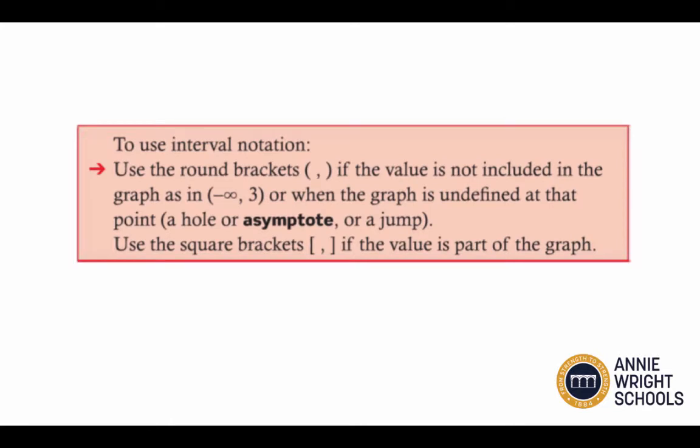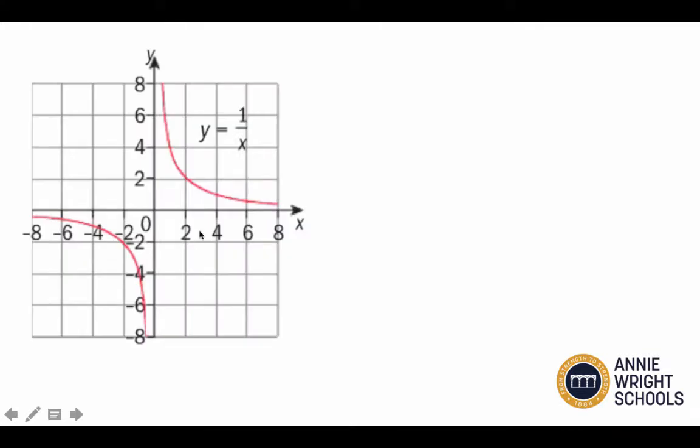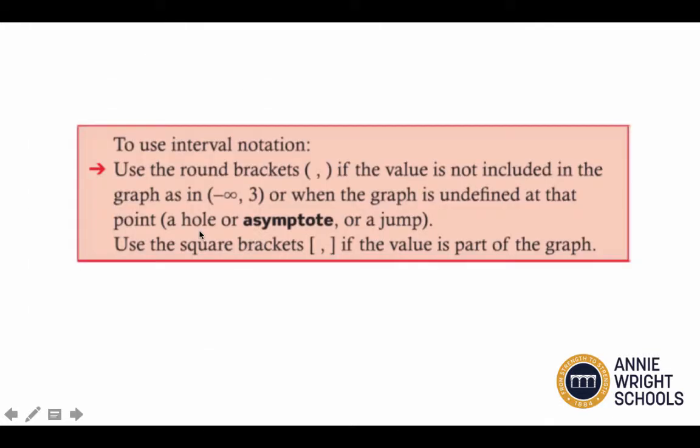Take a look here. Use round brackets if the value is not included. A hole or an asymptote are examples of values that are not included. Oh, excuse me, we'll go back. Use square brackets if the value is part of the graph.